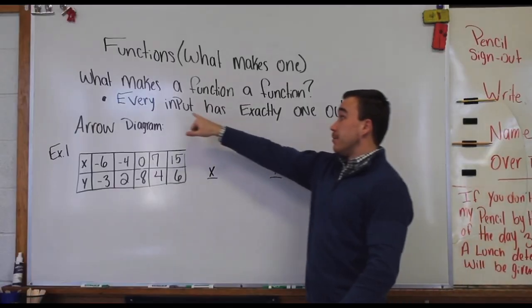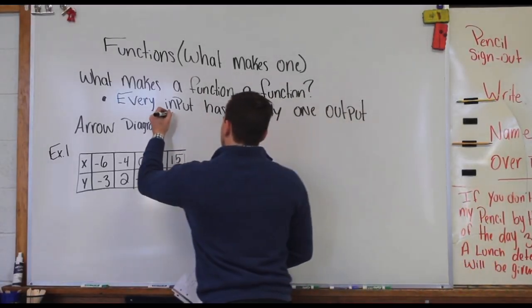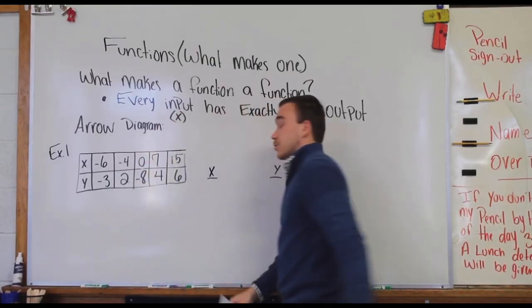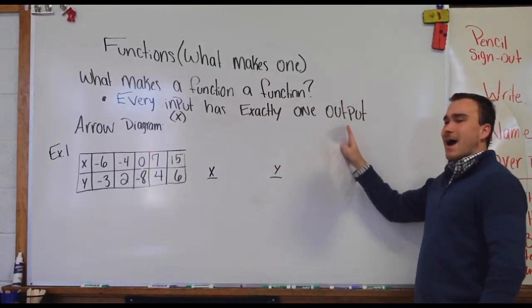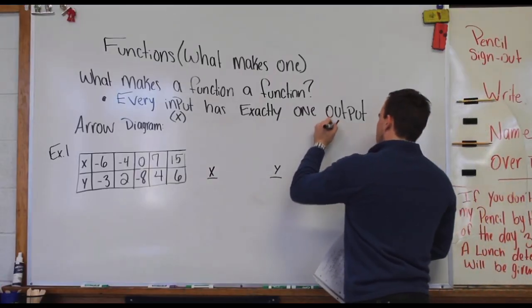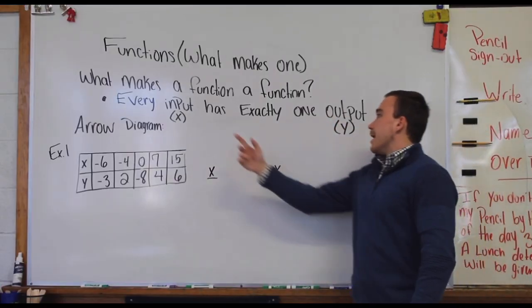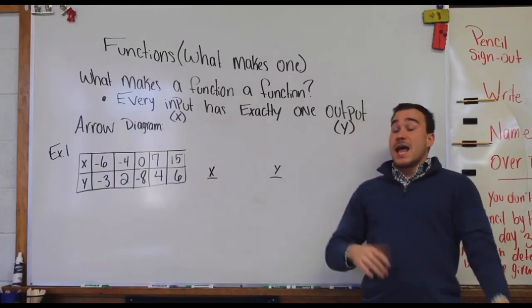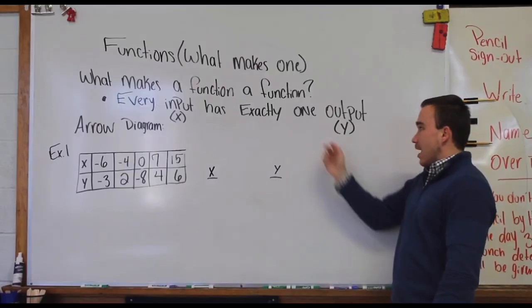Every input, and we know that inputs are our x values. Alright, so inputs are our x values, and our outputs are our y values. Alright, and we call a set of outputs a range. Alright, so every input, every x value, has one and only one corresponding y value or output.